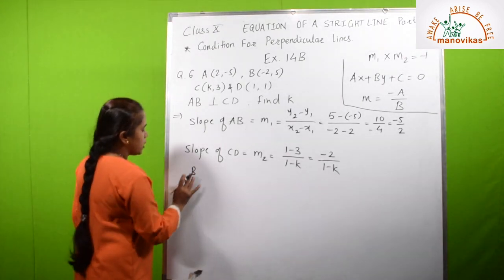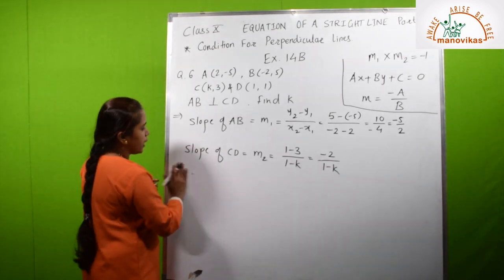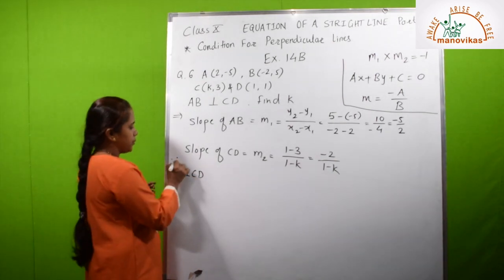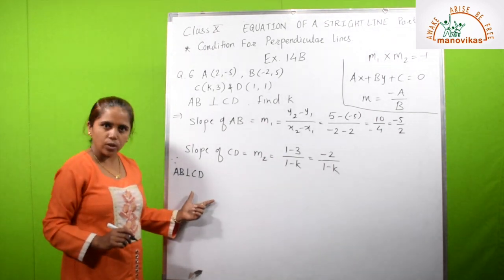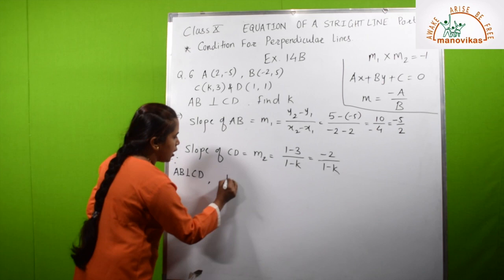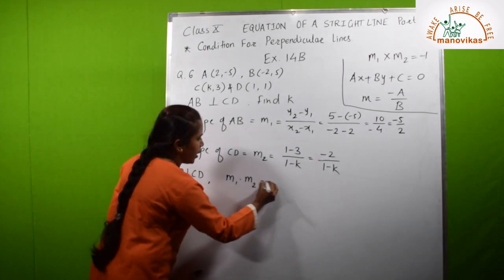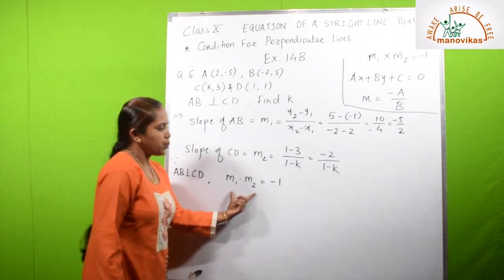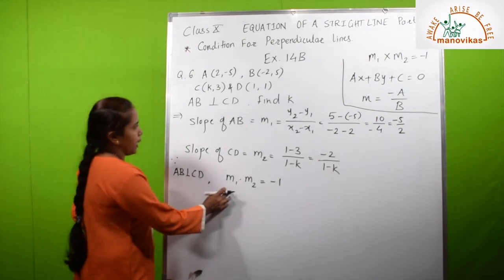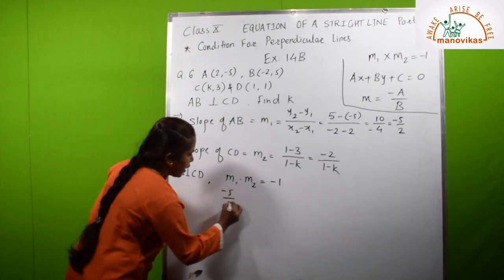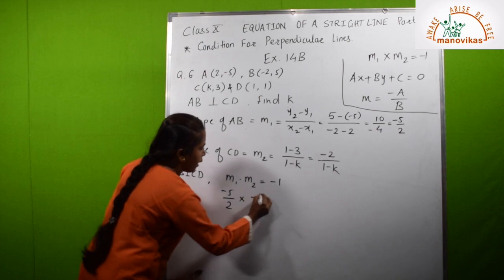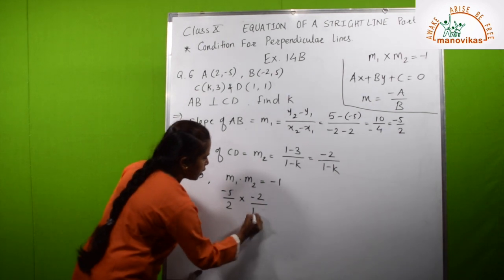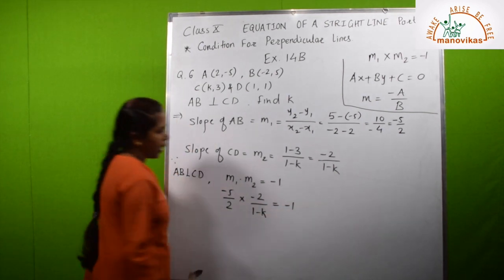It is given that AB is perpendicular to CD. Using this condition we can write m1 into m2 is equal to minus 1. Since the lines are perpendicular, the slopes product will be minus 1. So what will be the m1 value? m1 is minus 5 upon 2, m2 is minus 2 upon 1 minus k, which is equal to minus 1.